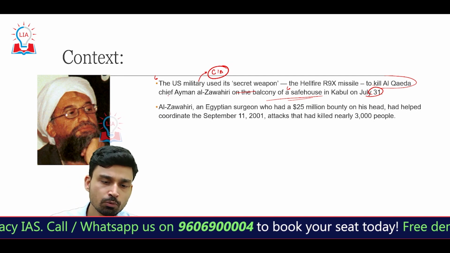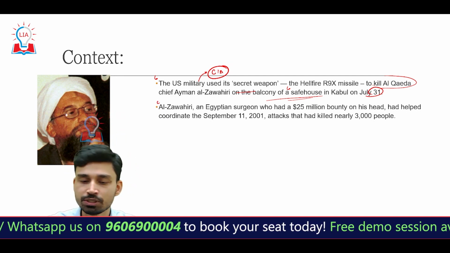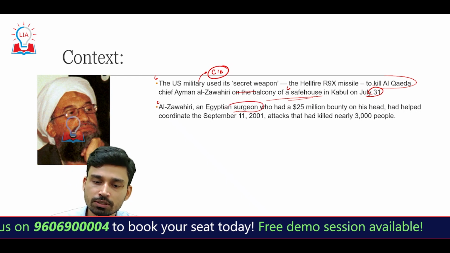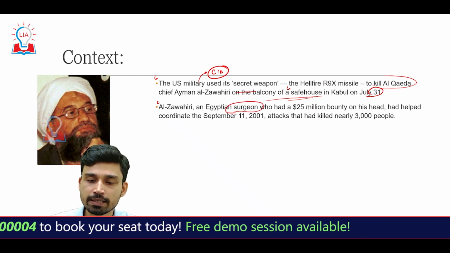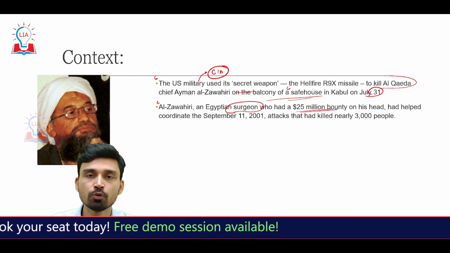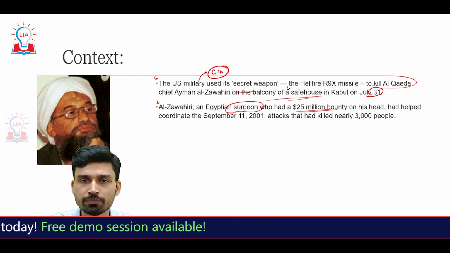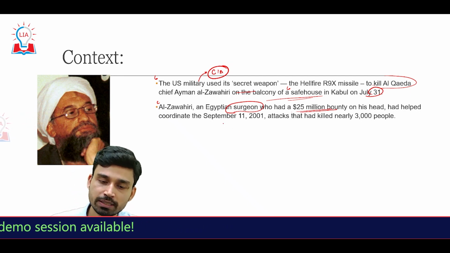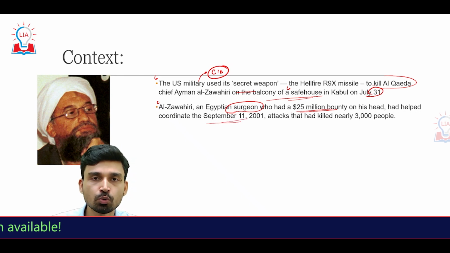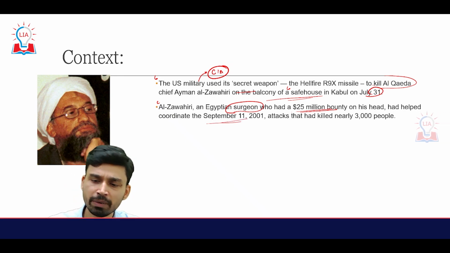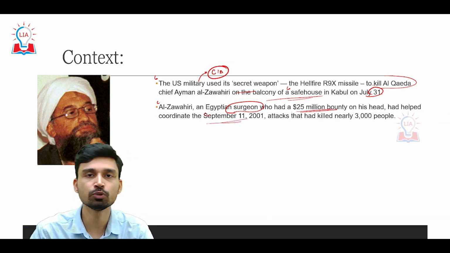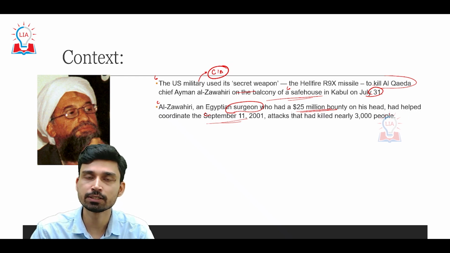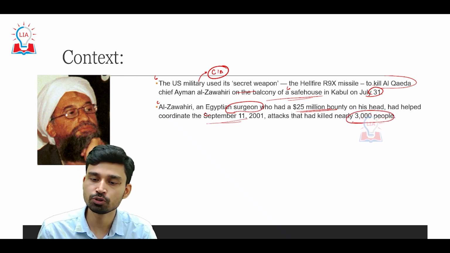If we try to understand al-Zawahiri, he was an Egyptian citizen and a doctor or surgeon by profession, and the US had put a $25 million bounty on his head, or on any information that could lead to the US capturing or killing him. He was also one of the main persons responsible for the September 11, 2001 attack on the World Trade Center in New York, which killed almost 3,000 people.